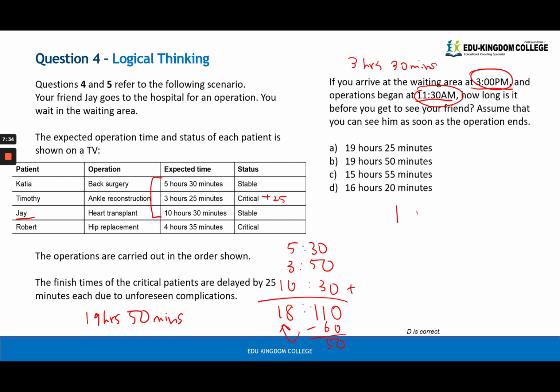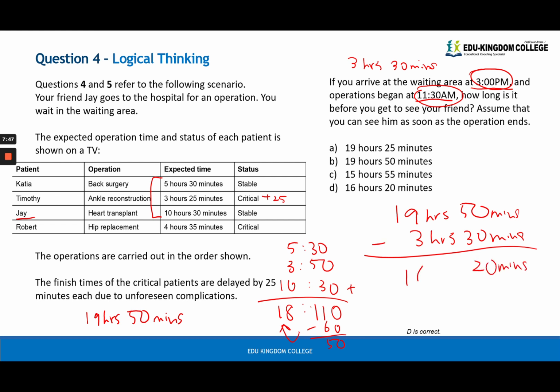So we have to minus that from our waiting time so that we can calculate how many minutes we actually waited for. 16 hours and 20 minutes is the answer, or option D.